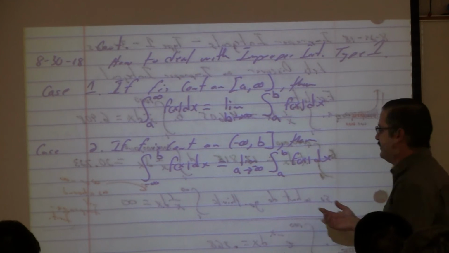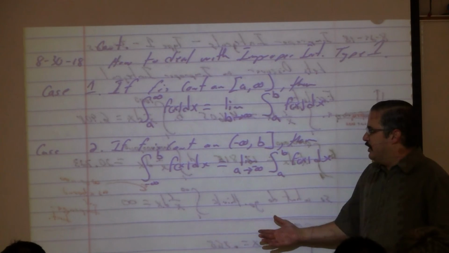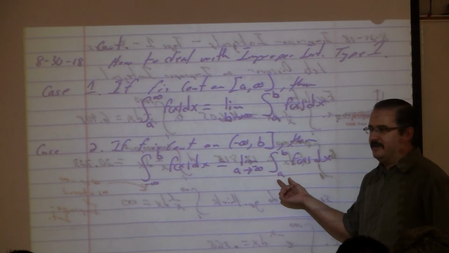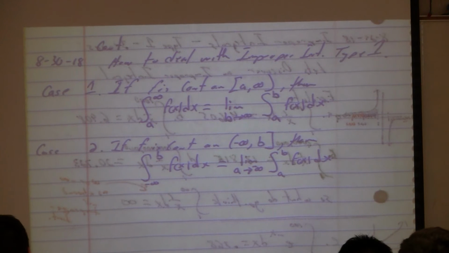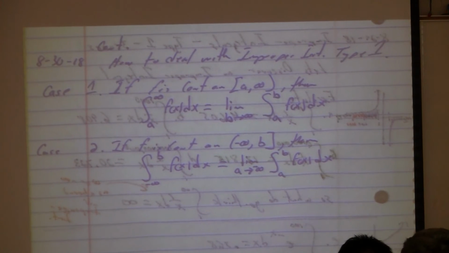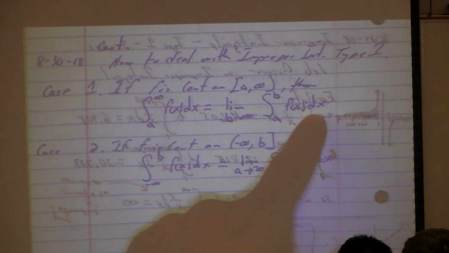Could I use any letter? Did I have to use a? No, I could have used g approaches negative infinity and put g to b, right? I just used a because a, b makes sense. Cool? Got it? Ready to do some examples and see if we can work them out by doing all this that we have to do?